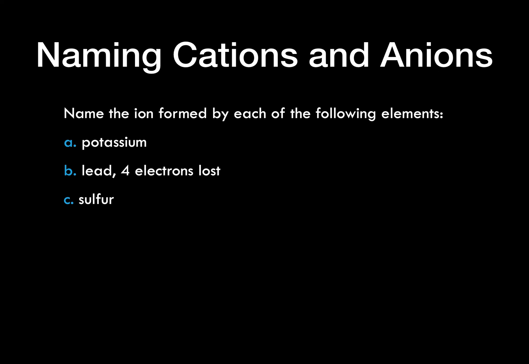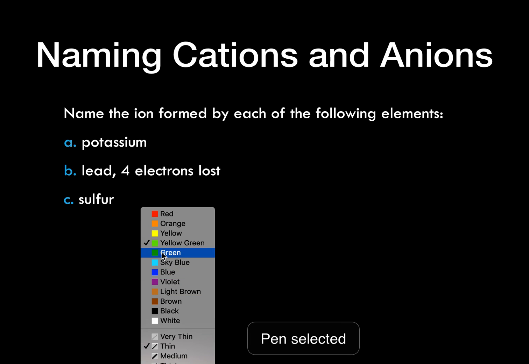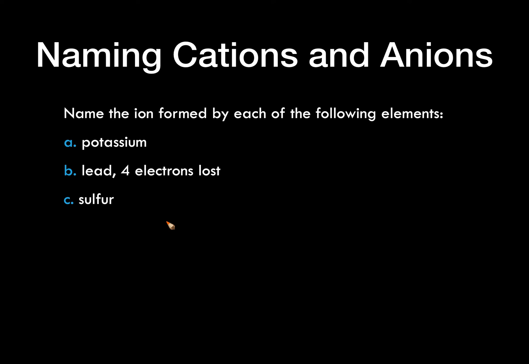So some practice naming cations and anions. Name the ion formed by each of the following elements. Let's go orange. Potassium, we know potassium is a metal and it's in group 1. So it's going to be K plus 1. Now lead. We know the symbol for lead is Pb.